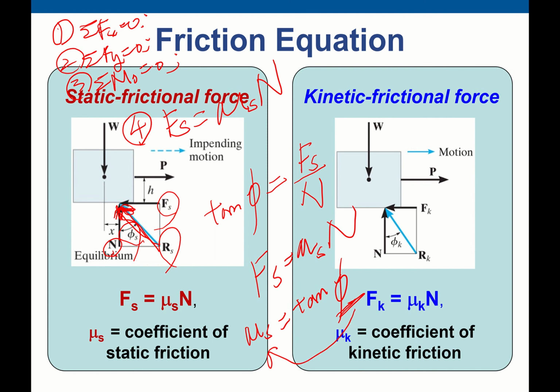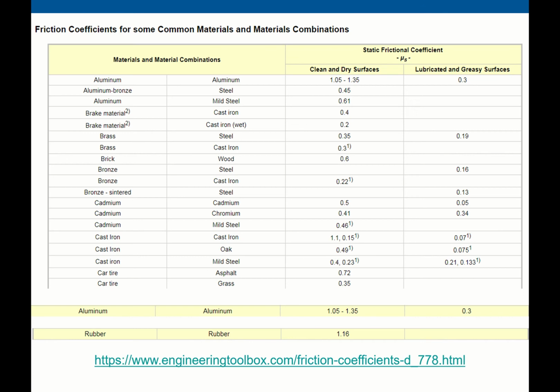If the angle is very big, that means it has a very high frictional coefficient. For example, this is a table, kind of a reference. If you rub two different objects together, like aluminum versus aluminum, it has a static frictional coefficient. You can find this information on Google. You can see that it's very high, more than 1, 1.35. How about rubber versus rubber? Rubber versus rubber is 1.16. Oh, it's not that high compared to aluminum versus aluminum.